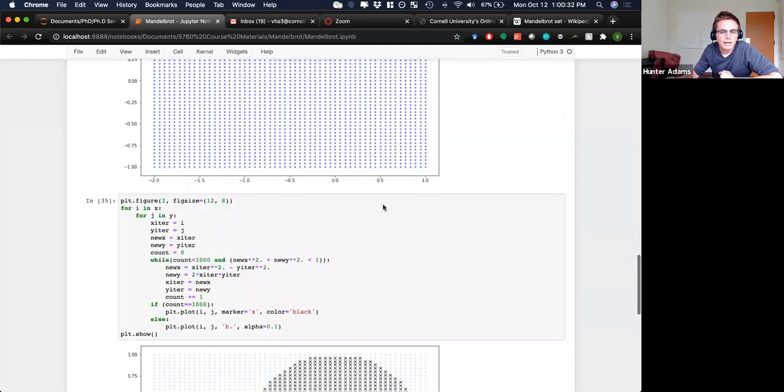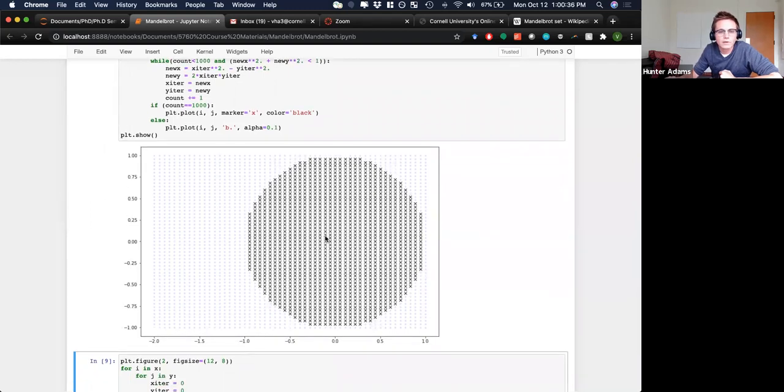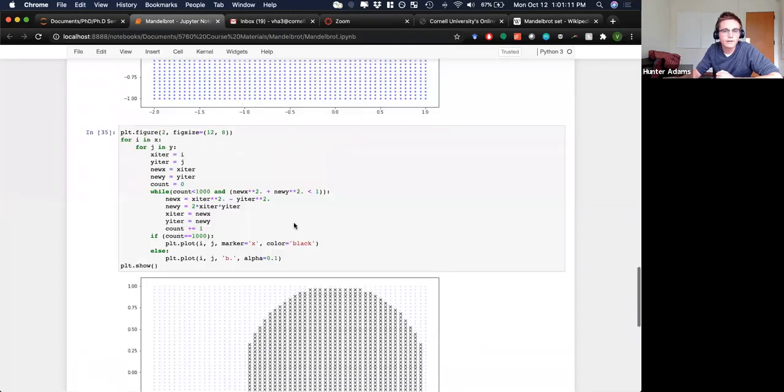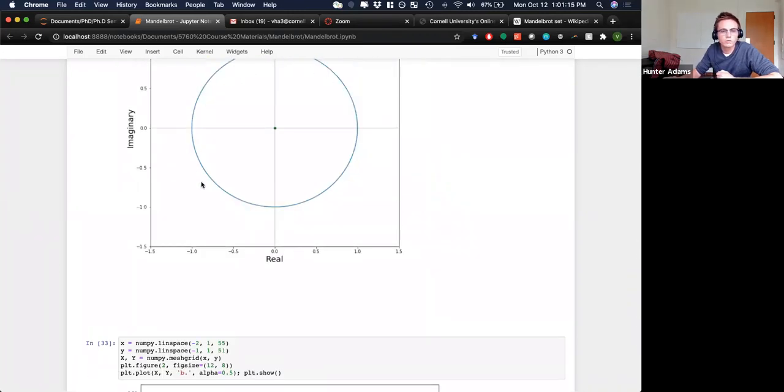mark them as diverging. And what you can see is that the numbers within a distance of 1 from the origin converge, and the ones farther than 1 from the origin diverge. A complex number with a magnitude less than 1, when you square it over and over again, converges to a finite number. A complex number with a magnitude greater than 1, when you square it over and over again, grows without bound. So this is a low resolution approximation of this circle, which describes the boundary for the region of convergence for that iteration. Does that make sense?